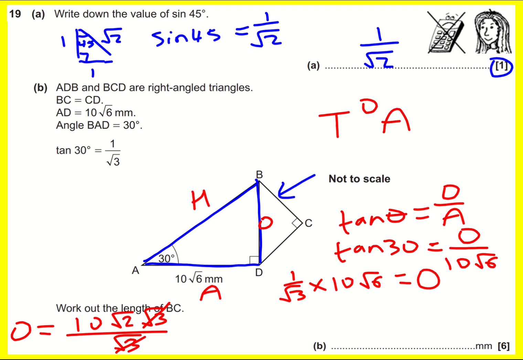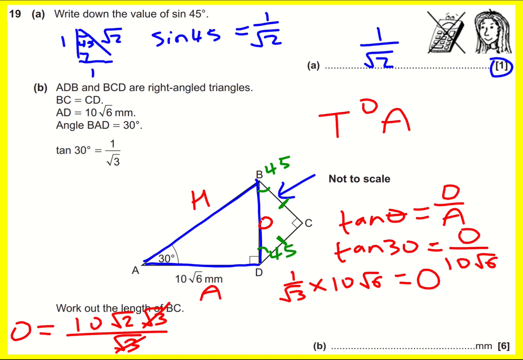Okay, there's one other thing they told me that I've just realized I've not used yet. BC is equal to CD. These are the same length. Now, how does that help me? It helps me because it's an isosceles right angle triangle. So actually this is 45 and this is 45.